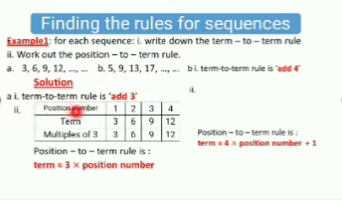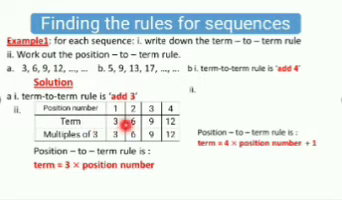Now, to work out the position to term rule, let's draw a table first. We have the position number here: 1, 2, 3, and 4. Is that okay? Now the terms. You can start by writing the terms in the table: 3, 6, 9, and 12. Now let's write the first 4 multiples of 3: 3 times 1 is 3, 3 times 2 is 6, 3 times 3 is 9, 3 times 4.